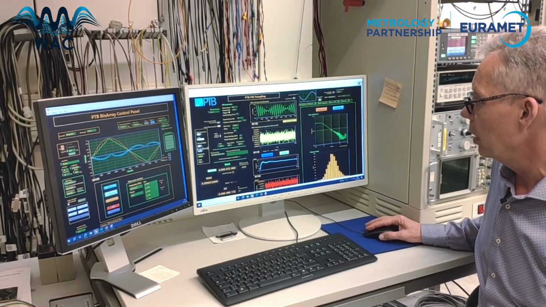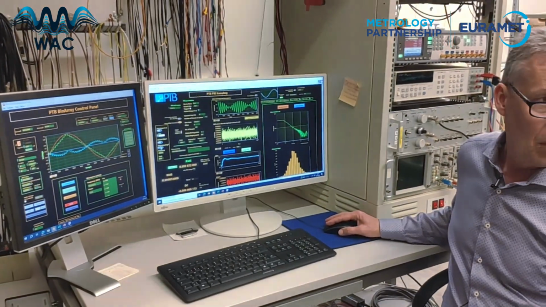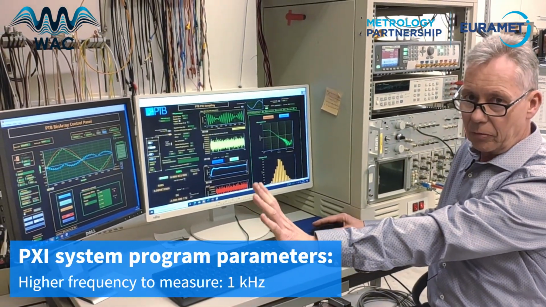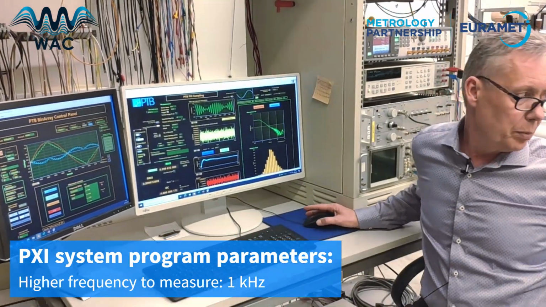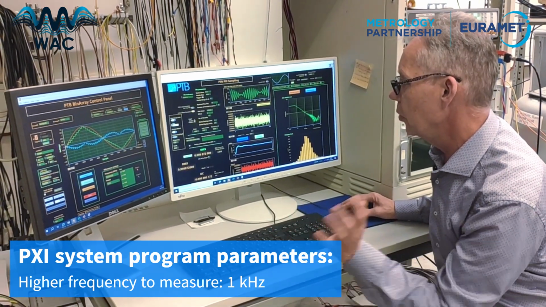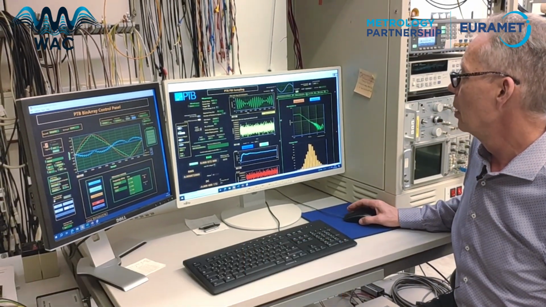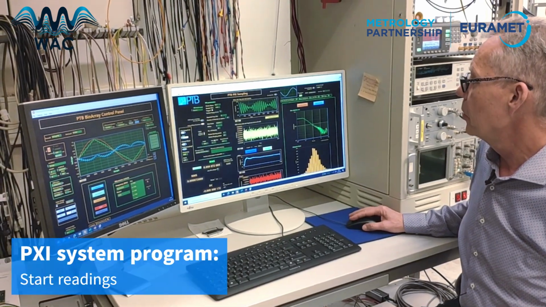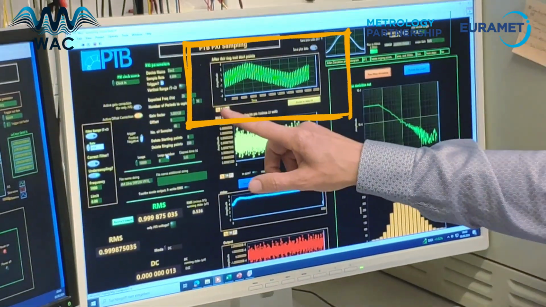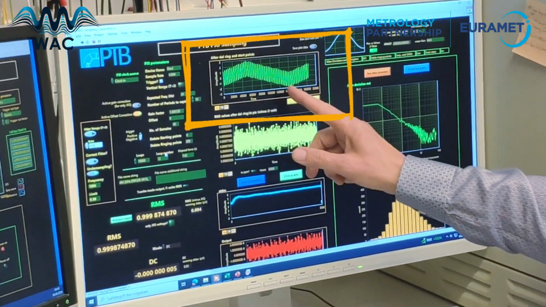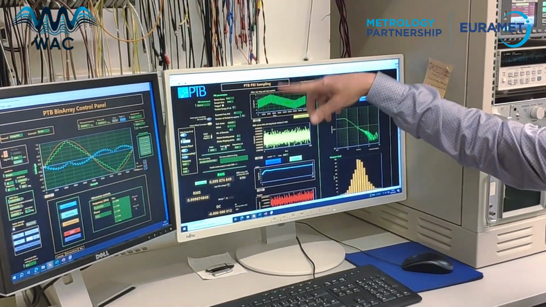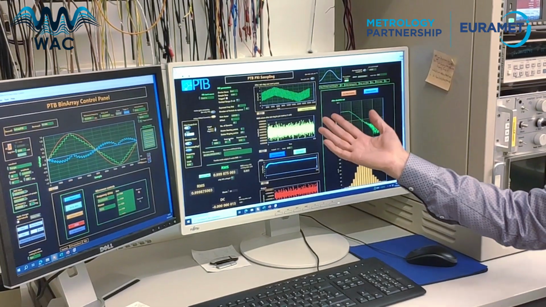Then, if I'm doing undersampling, I have to tell the system what is the high frequency that I want to measure, because now the Josephson is running very slowly at 20 Hz, but my calibrator is still at 1 kHz. So I have to give 1 kHz into the program, and then I can start this measurement. As you see, this is a combination: I'm adding the triangular waveform from the Josephson, and you see how the high frequency is passing all these quantized steps.